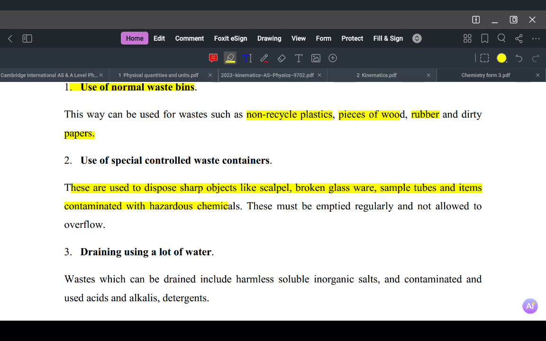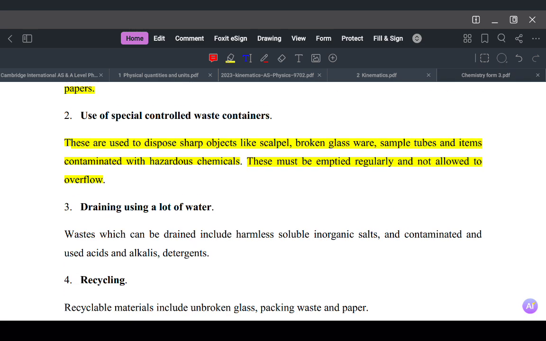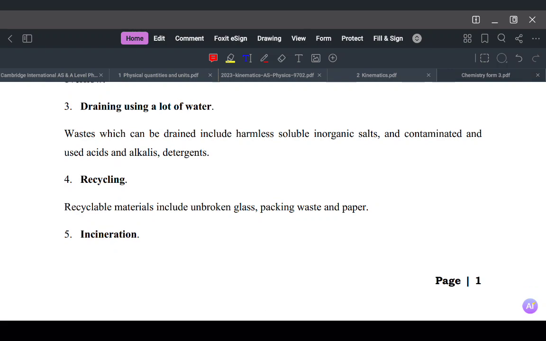So these must be emptied regularly and not allowed to overflow. Once they are full, such containers should be emptied, should be taken to a place where they can safely be thrown away and buried. All right, so you should not allow these containers to overflow. So once again, you should know the type of waste and how you can safely dispose it.